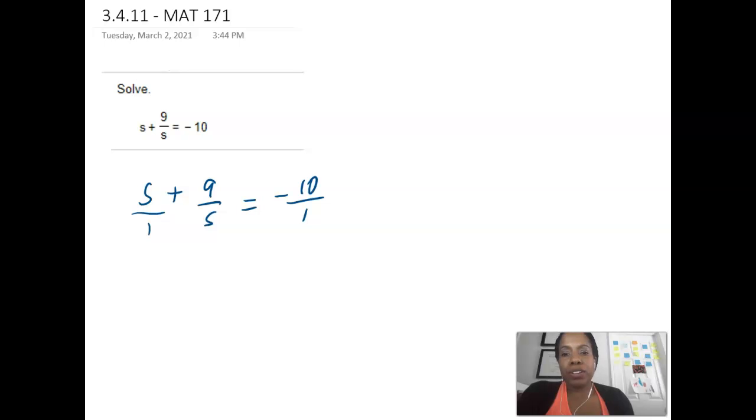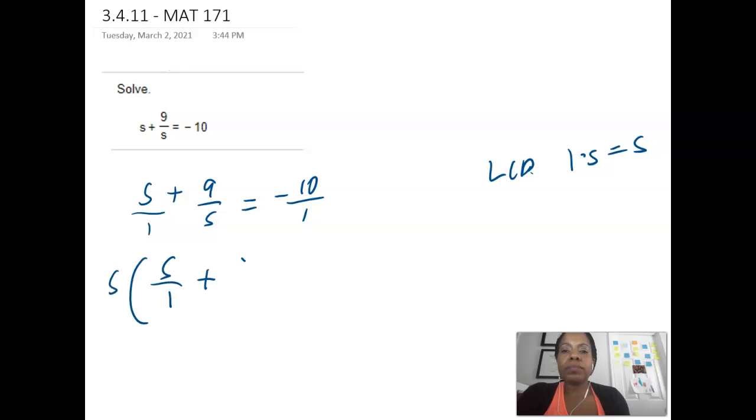So my denominators are simply 1 and s. So the LCD is going to be 1 times s, which is 1s, or just s. So I'm going to multiply everything by s, or s over 1, if that helps you to visualize that we are simply multiplying the numerators, if you will.